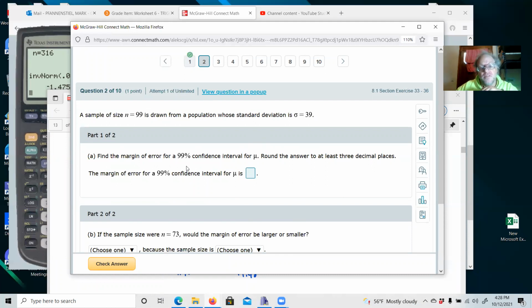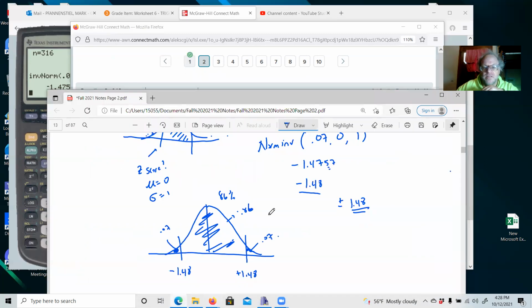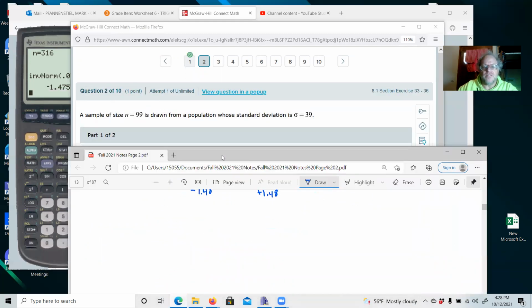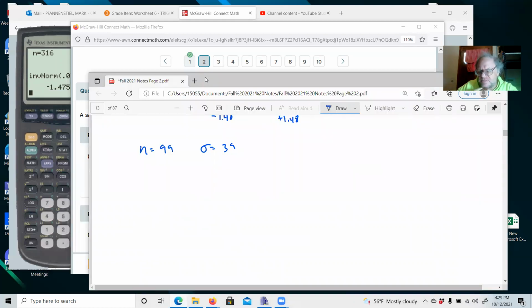Okay, so this one, we're just going to go through this one. We have a sample size of 99. Okay. So let's go ahead and start writing some stuff down. We have a sample size of 99, n equals 99. We're going to draw it from a population whose standard deviation sigma is equal to 39. Okay, so sigma is 39, sample is 99. Not 100. Find the margin of error for a confidence level for mu. Okay, so remember we talked about last video. We said that it's x bar plus or minus a margin of error.